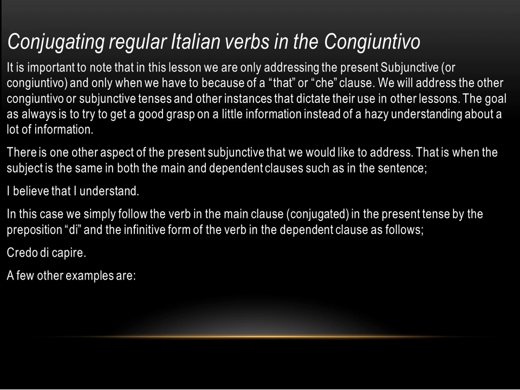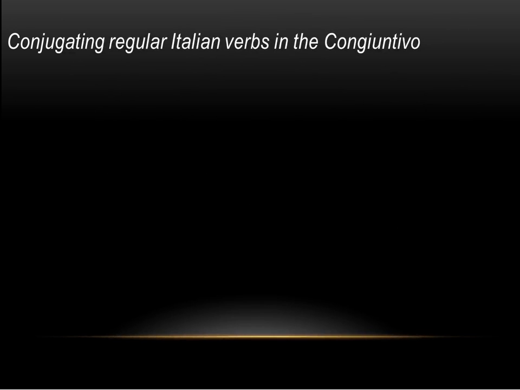A few other examples are: vogliono di venire. They want to come. Speri di vincere. You hope to win. In both cases, the subject is the same, both in the main and the dependent clauses.